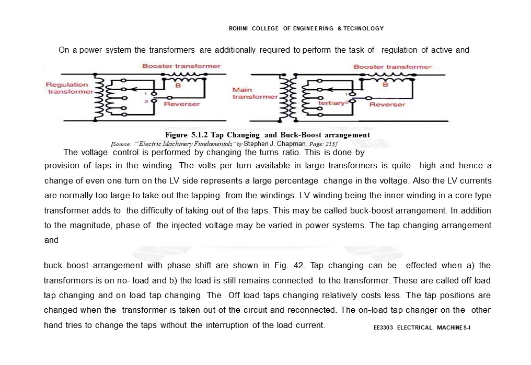The voltage control is performed by changing the turns ratio. This is done by providing taps in the transformer winding. The volts per turn available in a larger transformer is quite high. Hence the change of even one turn on the LV side represents a large percentage change in voltage. Also, LV currents are normally too large to take out tappings from the winding. The LV winding being the inner winding in a core type transformer adds to the difficulty of taking out the taps.